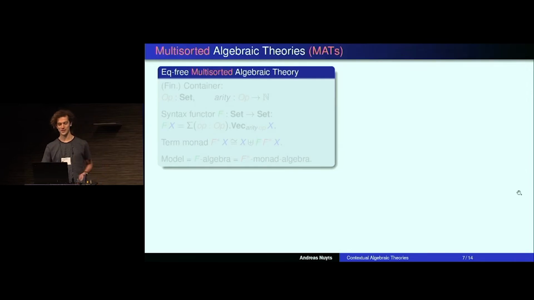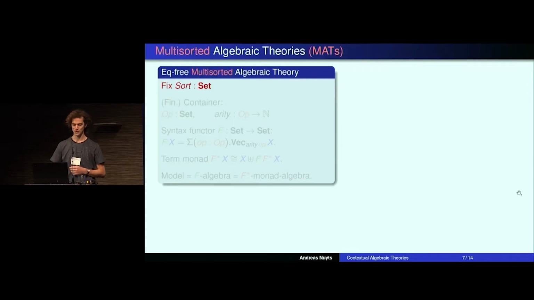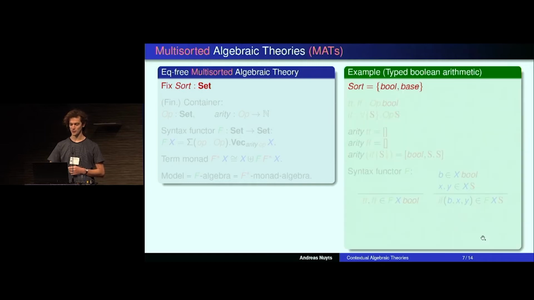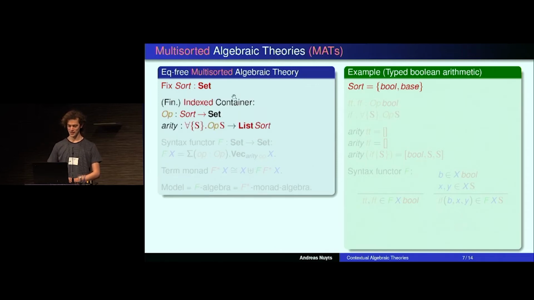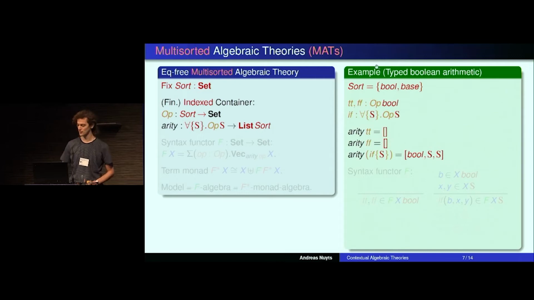I want types, so I want to make this multi-sorted. And so the first thing is I'm going to fix a set of sorts. And as an example, let's look at typed Boolean arithmetic, where I take a sorts bool and a base sort. And now I use an indexed container. So operations are indexed by their output sort, and arities are now a list of the input sorts. So here I have true and false, which are Booleans with 0 arguments, and then if has any sort, and its arguments are a Boolean and then an else clause.